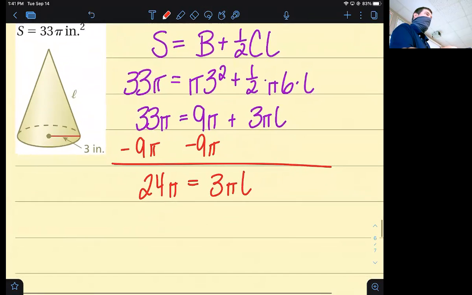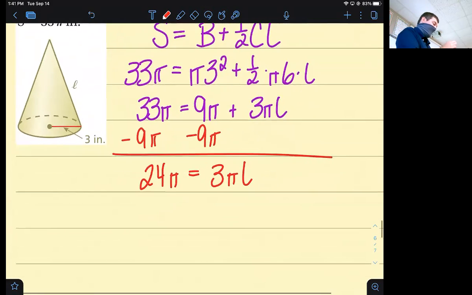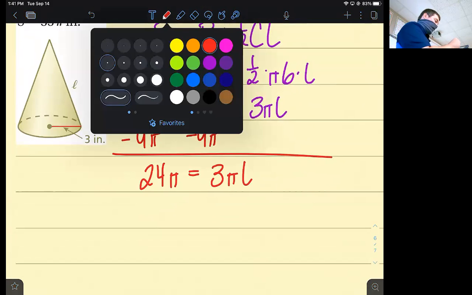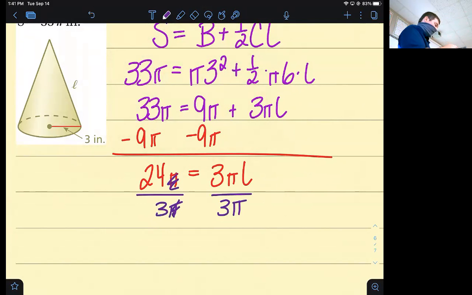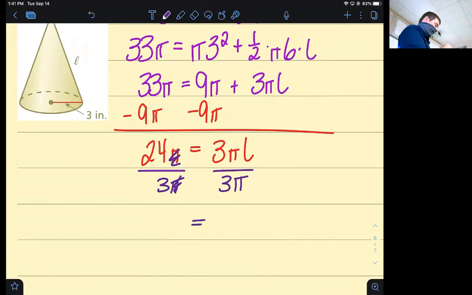Have I lost you? Is this good? Okay. And then to get L by itself, isn't the 3 and the pi multiplying to the L? Well, solving equations is using inverse operations. What's the opposite of multiplying? So I'm going to divide by 3 pi. Of course, the pi's cancel out. What's 24 divided by 3? And we're measuring in inches. My slant height is 8 inches. Isn't that cool? I can use the formula and work backwards to solve for one of the missing dimensions.